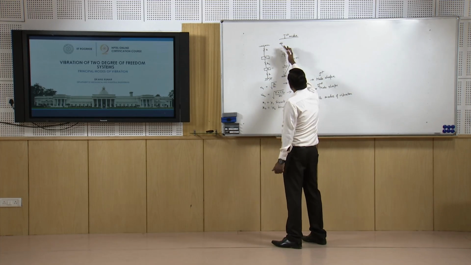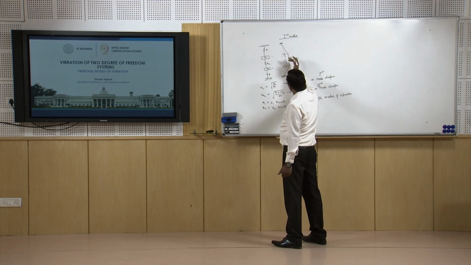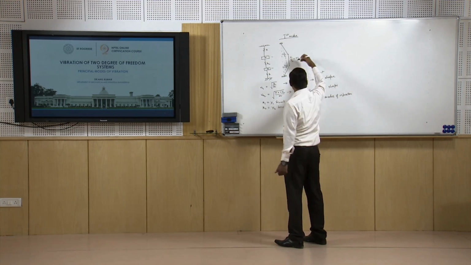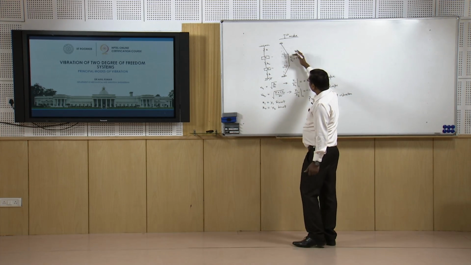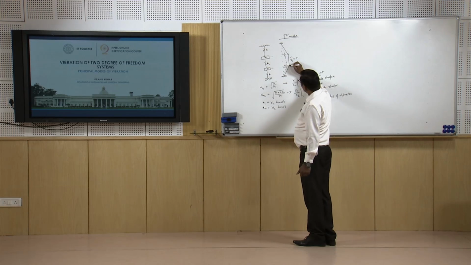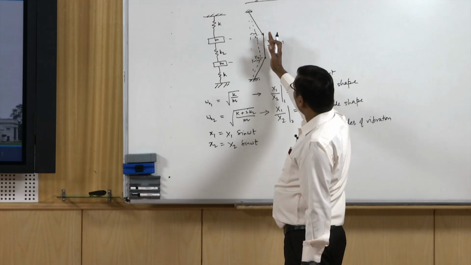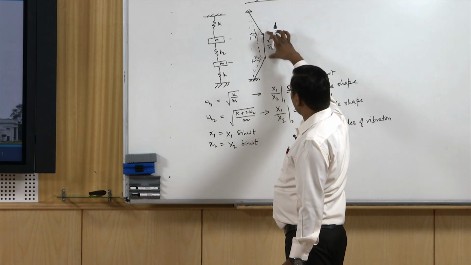So it means they are making this. So this is the first mode shape, and this says that both the masses are in phase, because both are on the same side, with the same amplitude.